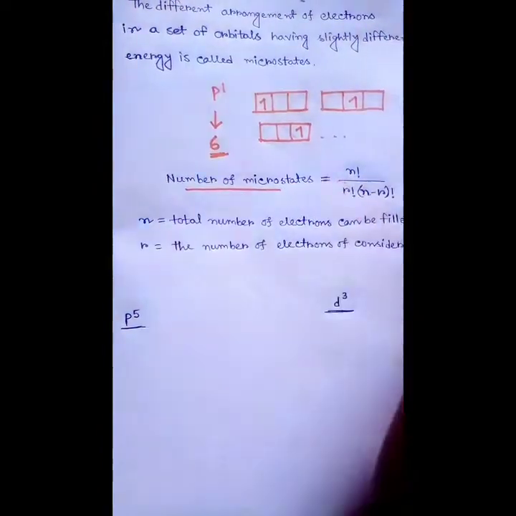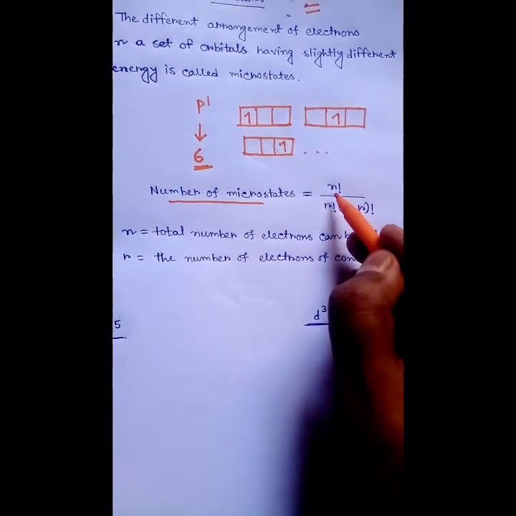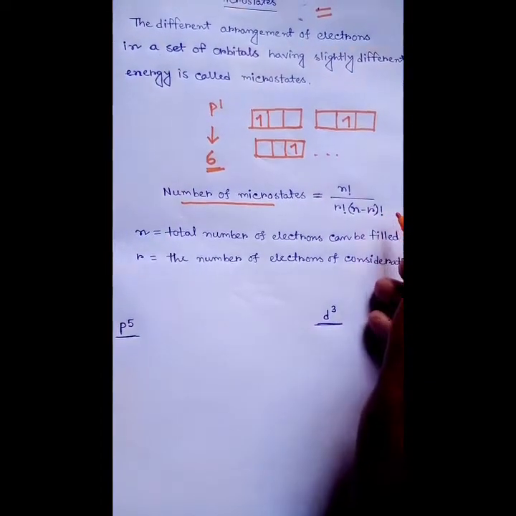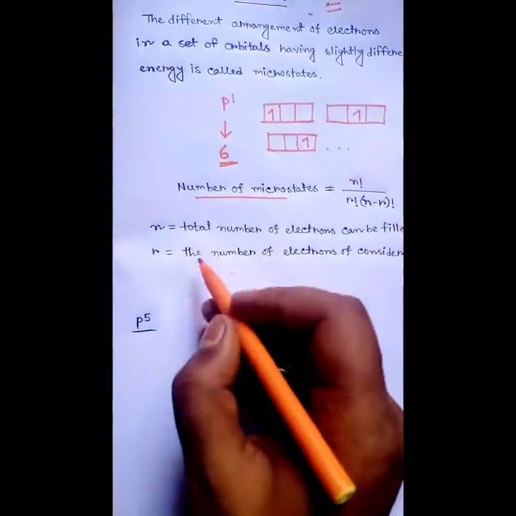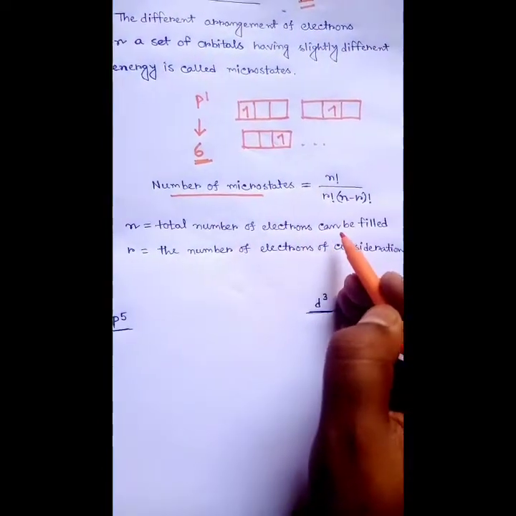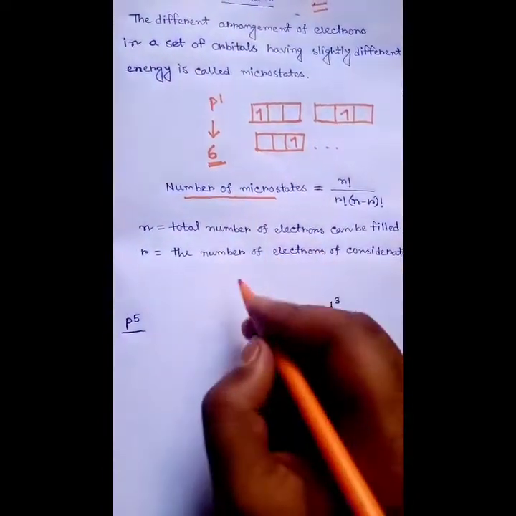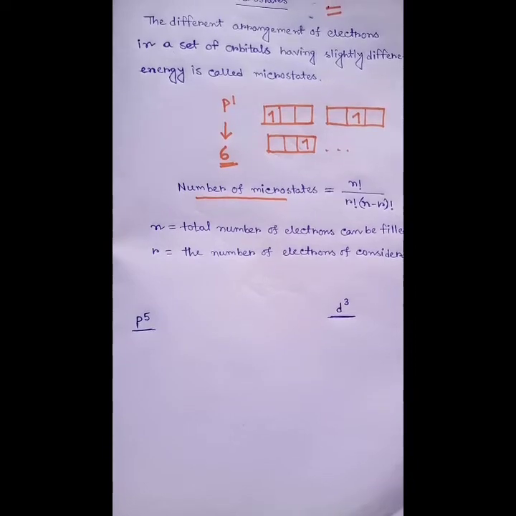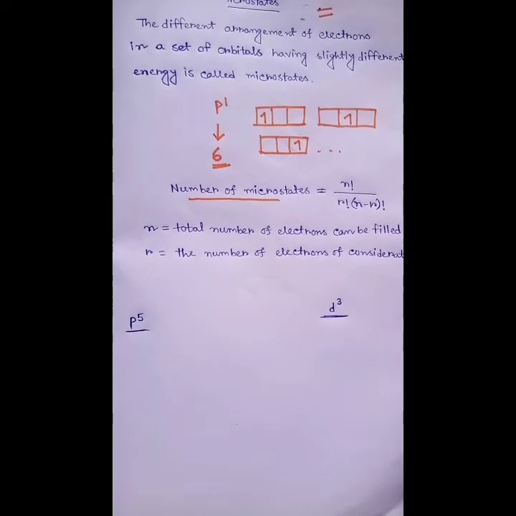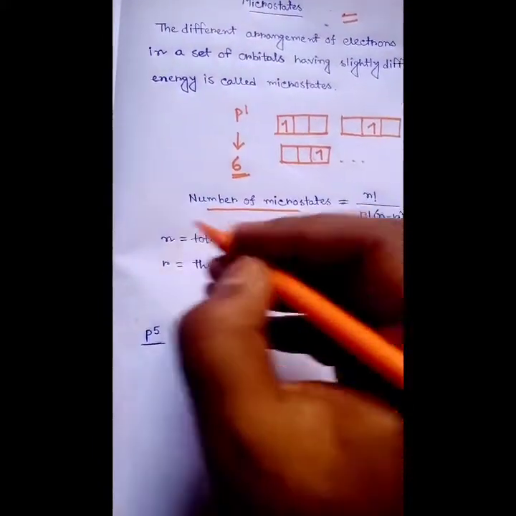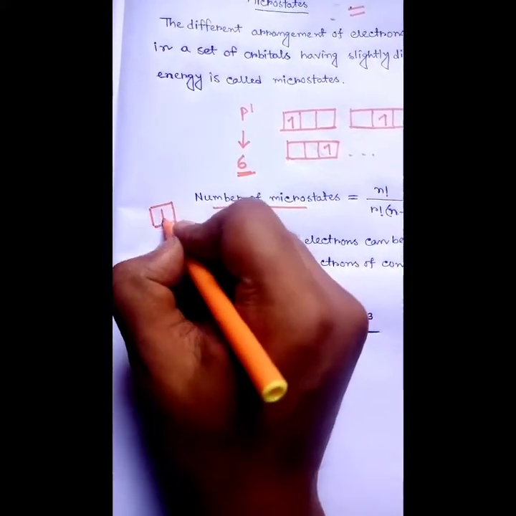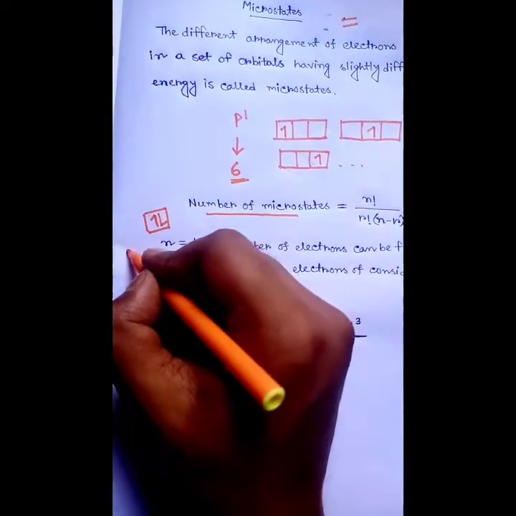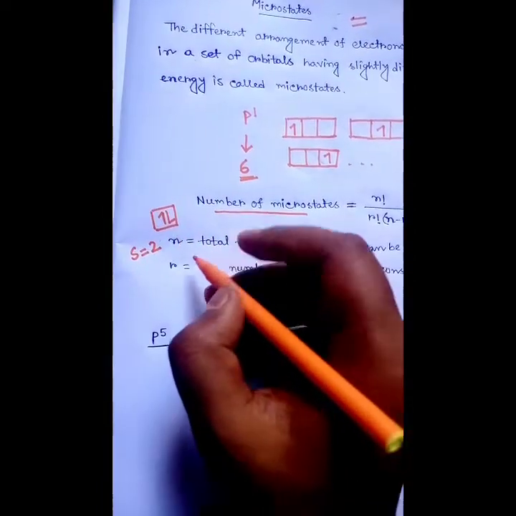To calculate the number of microstates, there is one mathematical formula, that is n factorial by r factorial into n minus r factorial. So what is n and what is r? N is the total number of electrons that can be filled in a particular orbital. Suppose I am considering the s orbital. For the s orbital, there is one room to occupy electrons, and one room can occupy 2 electrons. So for the s orbital, the total number of electrons that can be filled is 2.